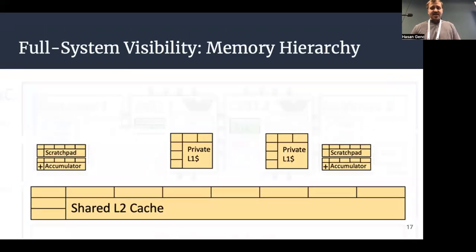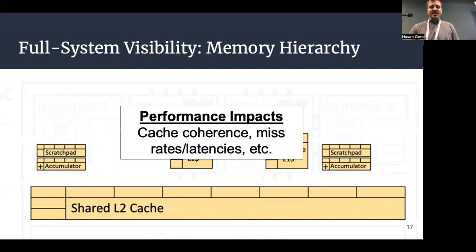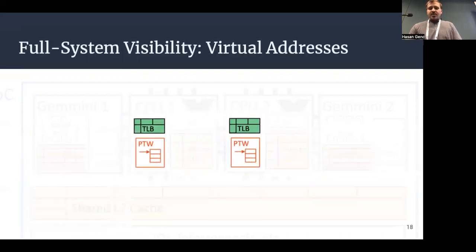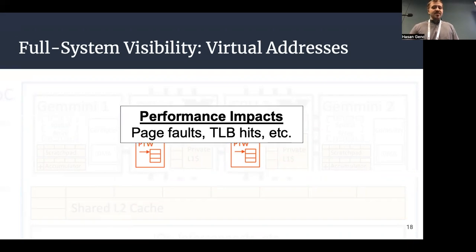If we zoom in past the SoC itself, the memory hierarchy, not just of the accelerator's private scratchpad, but also of other CPUs and shared outer caches, can also impact overall performance, either in subtle ways, such as through cache coherence policies, or much more directly through miss rates and miss or hit latencies. The virtual address translation scheme, which includes the TLBs and the page table walkers, also impacts performance due to the possibility of page faults and TLB misses.